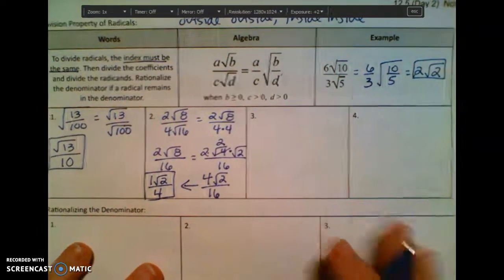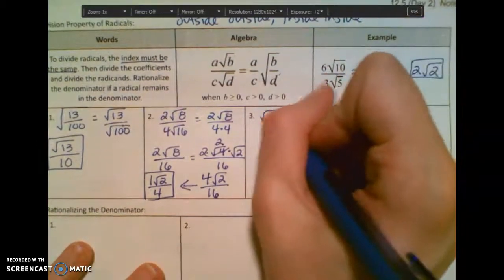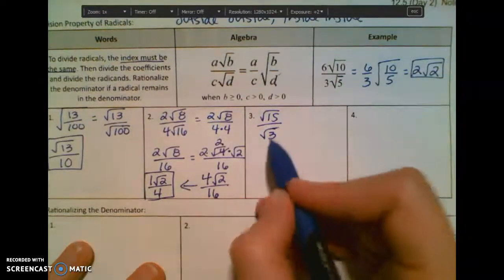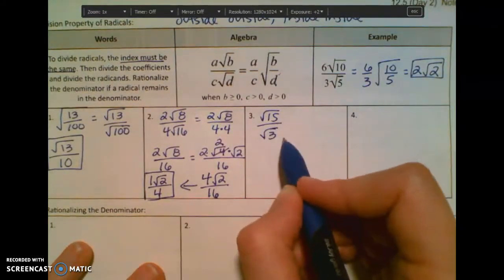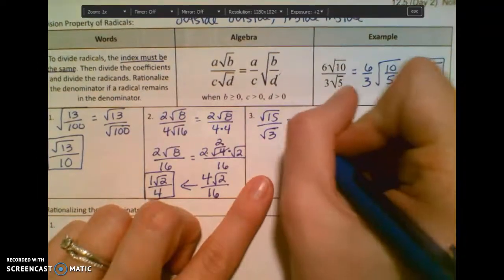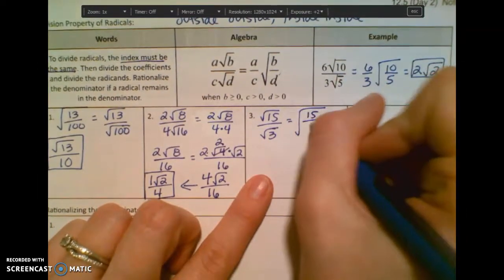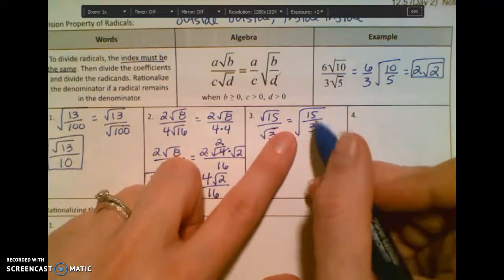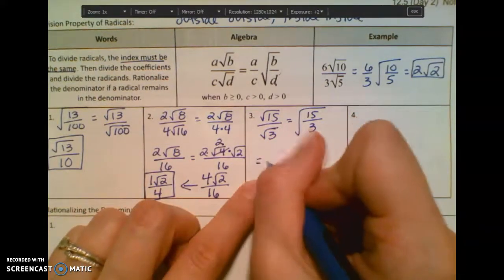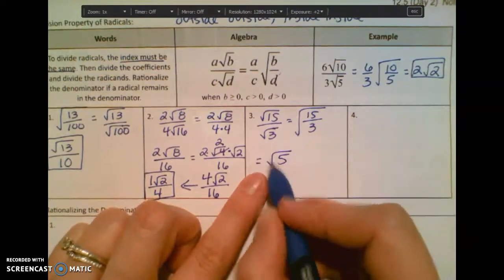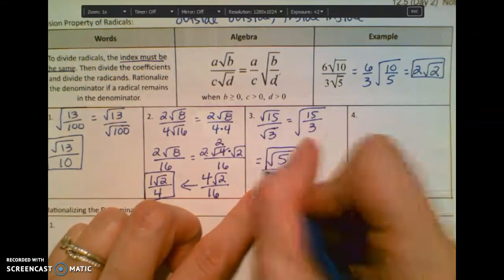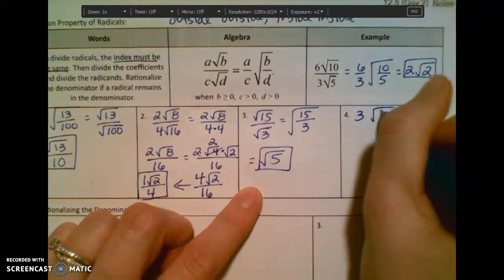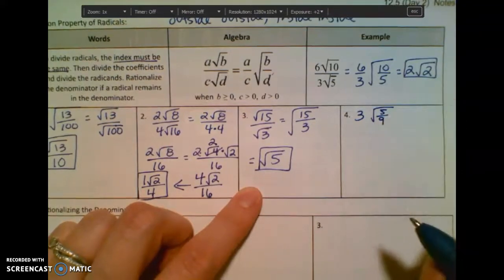2 more problems. We have the square root of 15 over square root of 3. 15 we can't break up anymore. 3 we can't simplify. So I actually want to make these into one big square root. The square root of 15 over 3. Well, how can I reduce 15 over 3? 15 divided by 3 is 5. So this is the square root of 5. And we can't go any further with that. So we're finished.